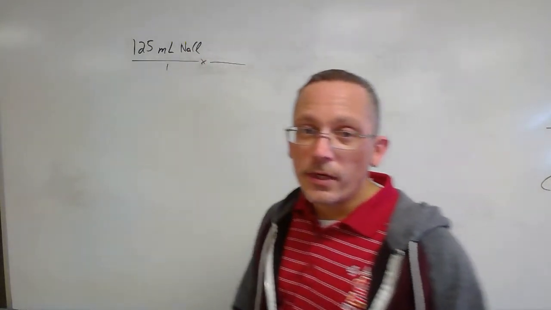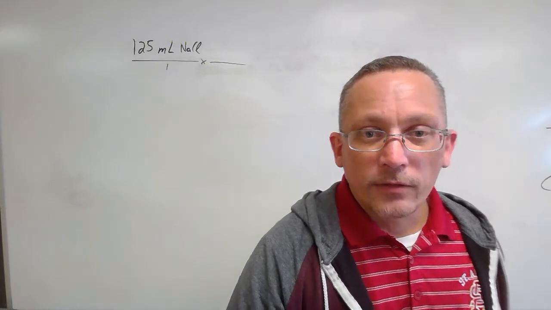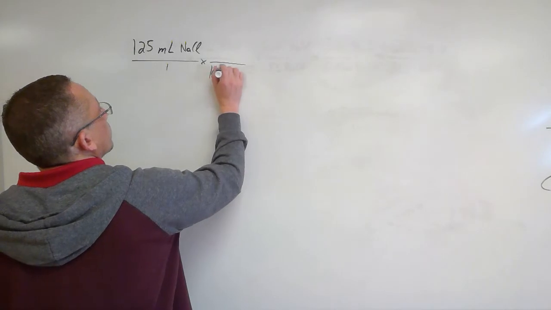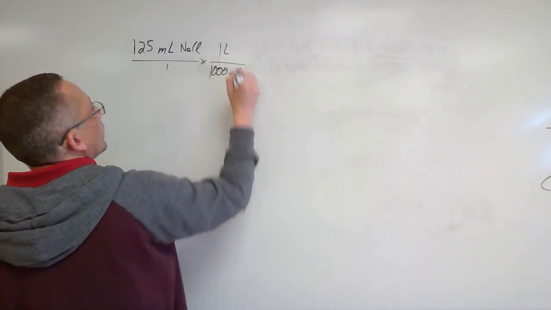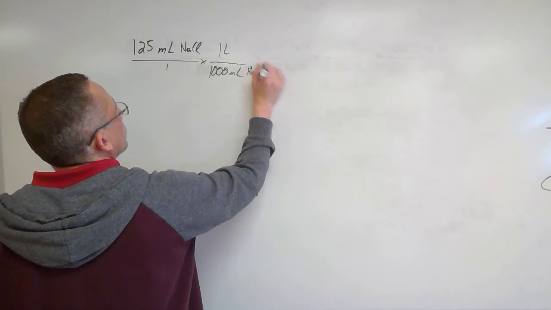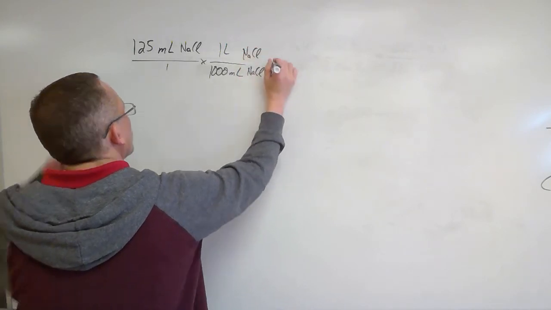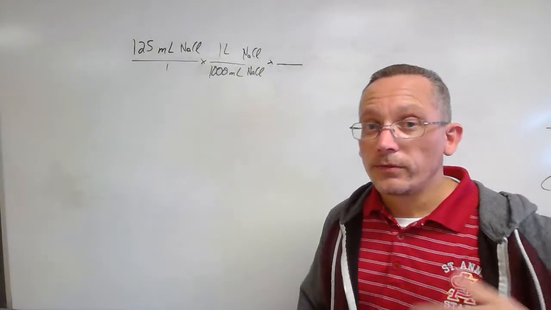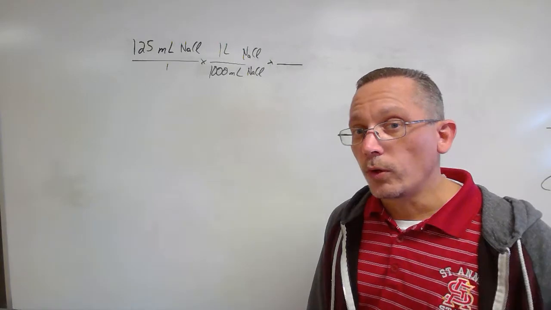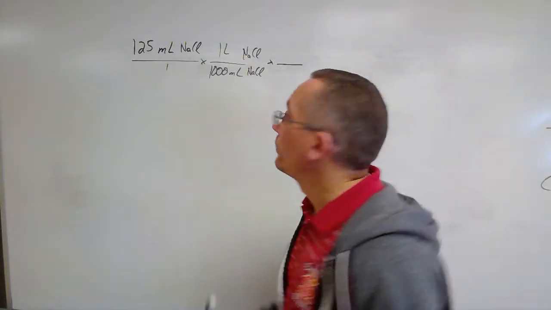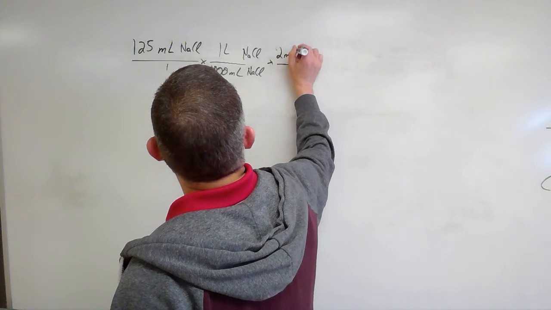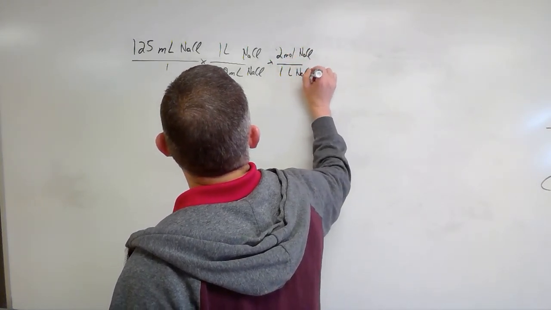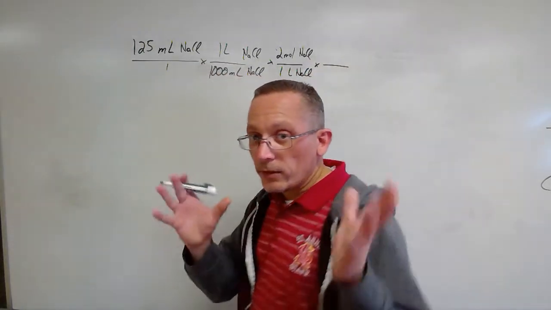Now, because we started in milliliters, let's go ahead and use our conversion factor to change it into liters. So 1,000 milliliters is 1 liter. Now I have liters there, so I can use the molarity to find the moles. It said the molarity was 2 molar, so 2 moles and 1 liter. Okay, now comes the tricky part.